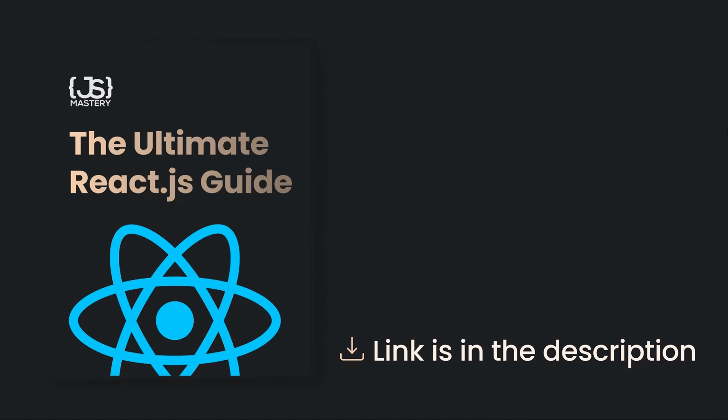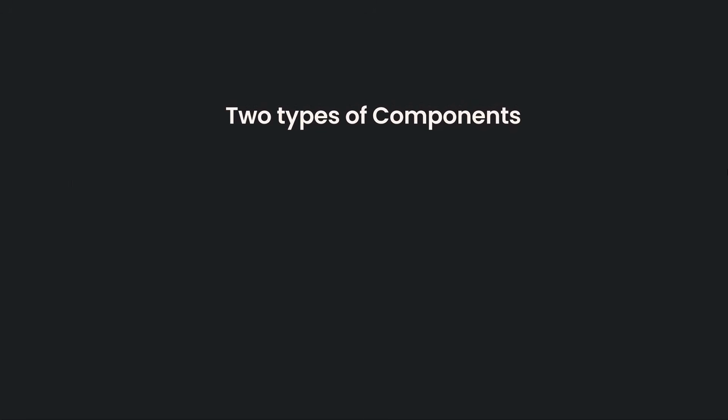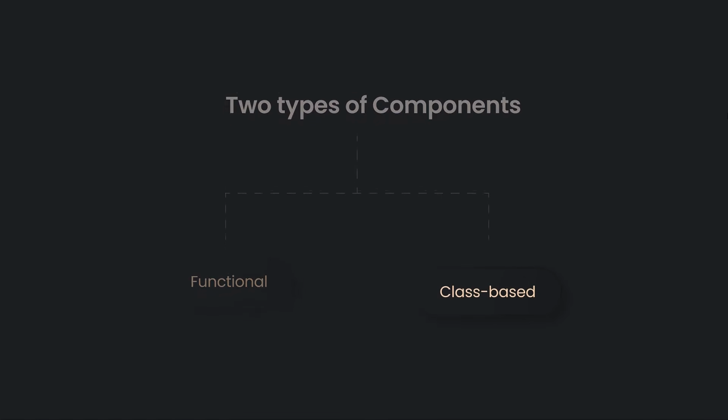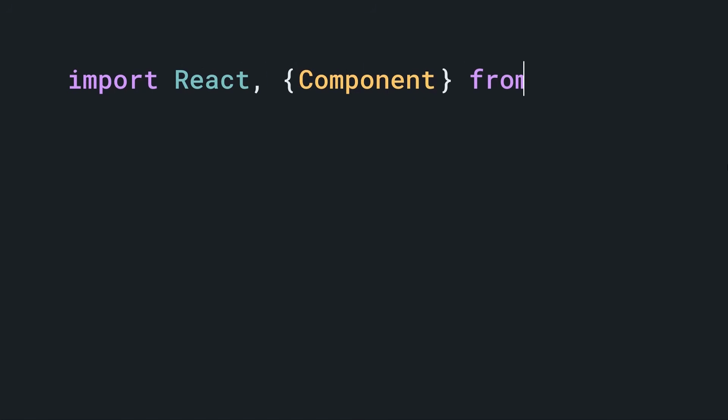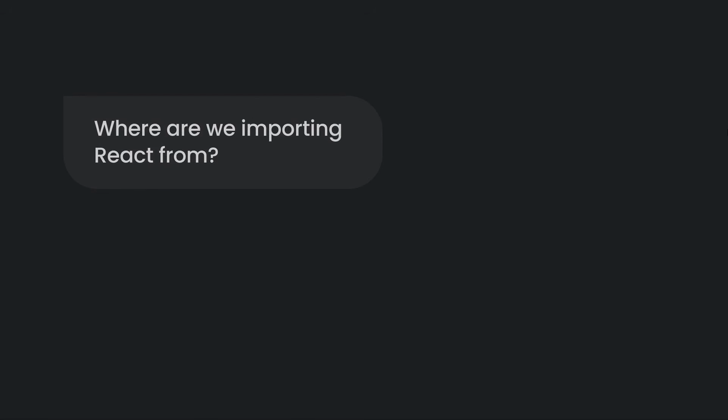And talking about components, in React, there are two types of components: functional components and class-based components. Let's see how a standard class component looks like. Firstly, we import React and the Component class from React. If you're a complete beginner, you might wonder, where are we importing React from? Why do we even need to import it?